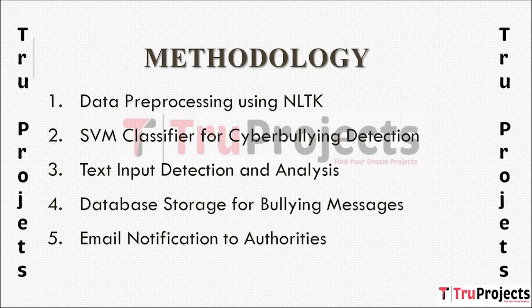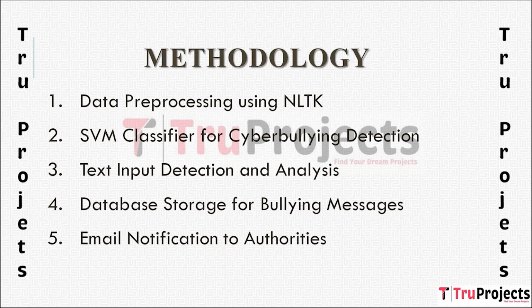Second module is SVM classifier for cyberbullying detection. Support vector machine is a popular machine learning algorithm used for classification tasks. In this module, an SVM classifier is trained using labeled data. The classifier learns to distinguish between cyberbullying and non-cyberbullying content based on the features extracted from the pre-processed text. Features could include word frequencies, word embeddings, or other representations of the text. Once trained, the SVM classifier can predict whether a new text message contains cyberbullying content or not.